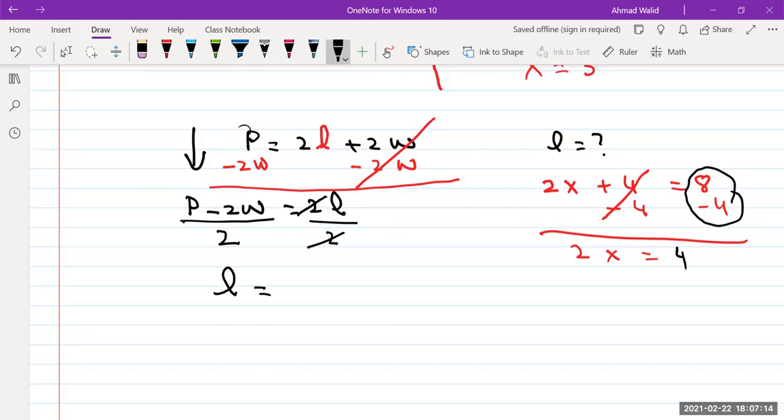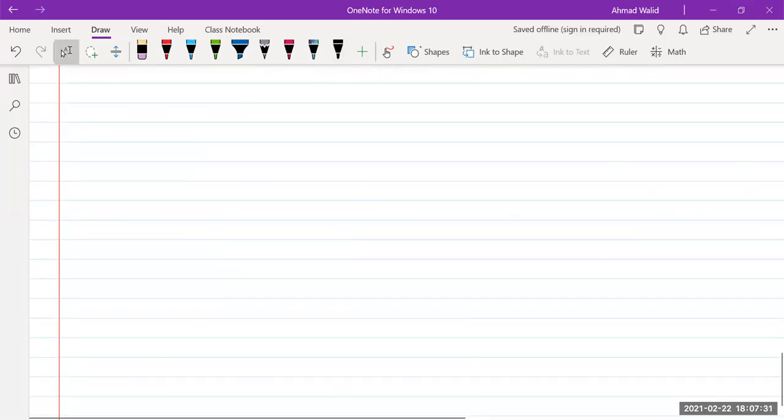Then here you go. L equals (P minus 2W) over 2. Your final answer. You solve this equation for L. Same way you can solve this equation for W. Correct? Let me show you another one.